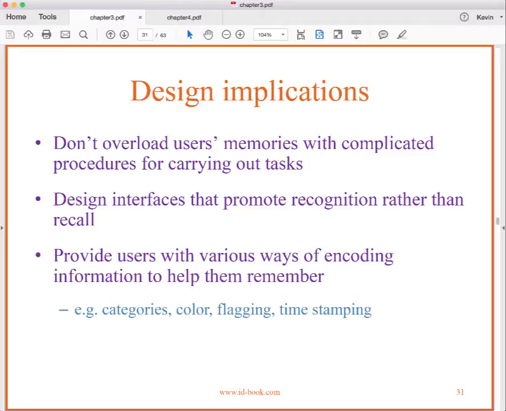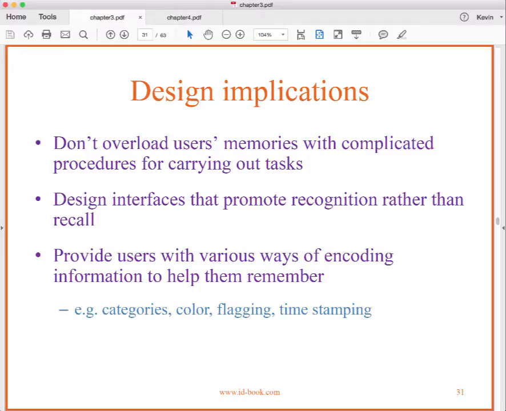So what are some of the design implications of the memory things that we've talked about already? We've had a segue or two into design implications with regard to memory, but here now we're going to really jump in. Don't overload users' memories with complicated procedures for carrying out tasks. Design interfaces that promote recognition rather than recall. Provide users with various ways of encoding information to help them remember. You can put things into categories, you can do them by color, you can do them by flagging, you can do them by time stamping.